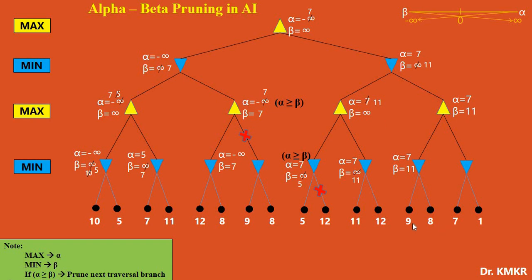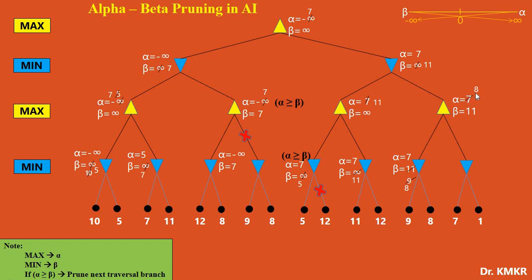Okay, now compare 11 and 9. So again replace this 11 with 9 since it is minimum. Now compare 9 and 8. Replace this 9 with 8 since it is minimum. So new value of beta is 8. Okay, now while backtracking to the maximum player level, alpha value 7 has to be compared with this, alpha is equal to 7 and beta is equal to 8. Yes, among this 8 is the maximum, so replace 7 with value 8.